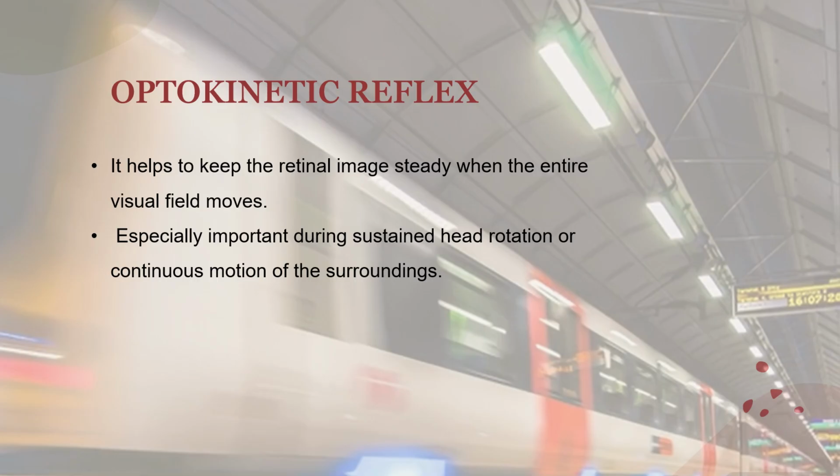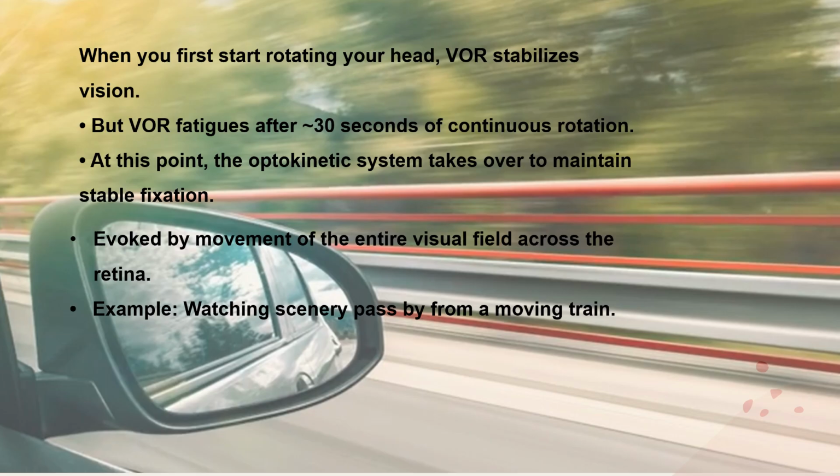Then we have the optokinetic reflex. It helps to keep the retinal image steady when the entire visual field moves, and it is important for sustained head rotation or continuous motion of the surroundings. When we first start rotating our head, the vestibular system stabilizes the vision, but it gets fatigued after 30 seconds of continuous rotation, and at this point the optokinetic system takes over to maintain stable fixation, evoked by movement of the entire visual field across the retina.